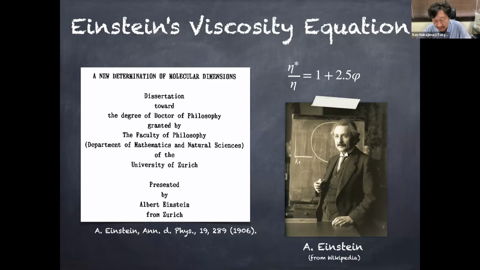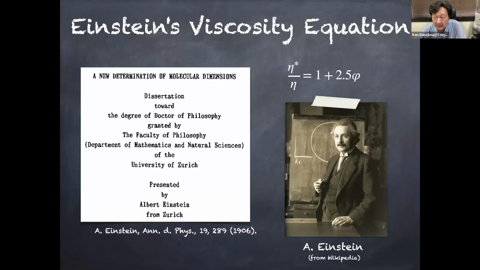Einstein, you know him very well. The relativity law, also the photoelectric effect or Brownian motion. He produced 3 very important papers in 1905. And he became quite famous in the scientific field.